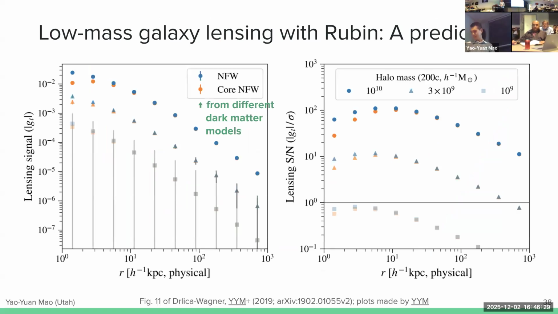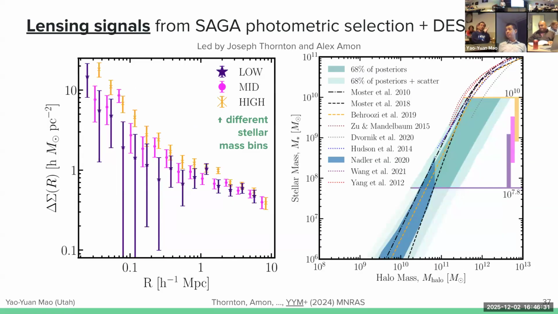I'm a little bit confused here. The SAGA sample is the satellite galaxy sample. And with lensing, the shear measurements give you the halo of the main galaxy. So what stellar mass are you plotting here?